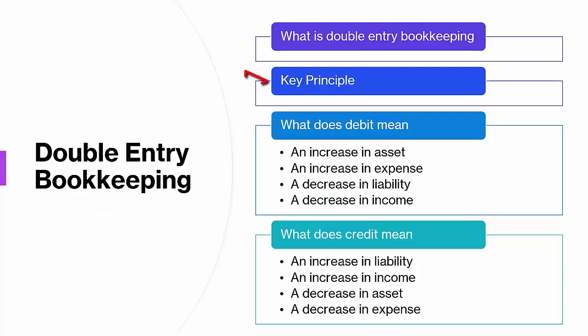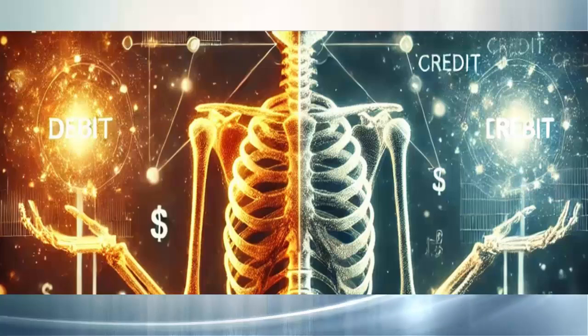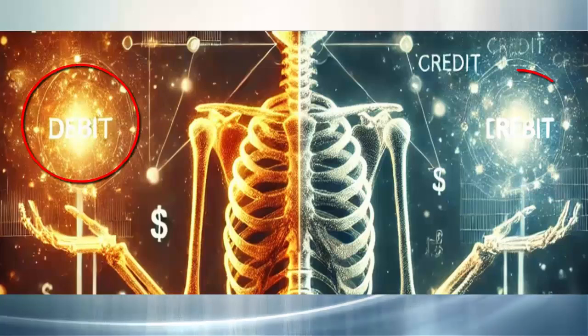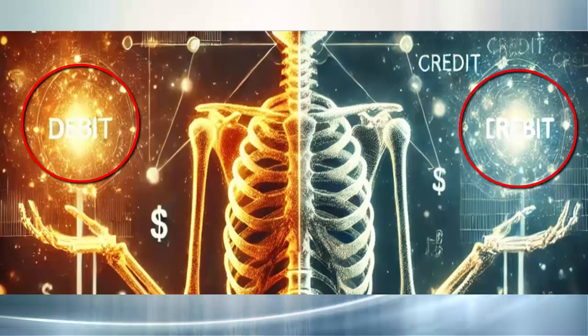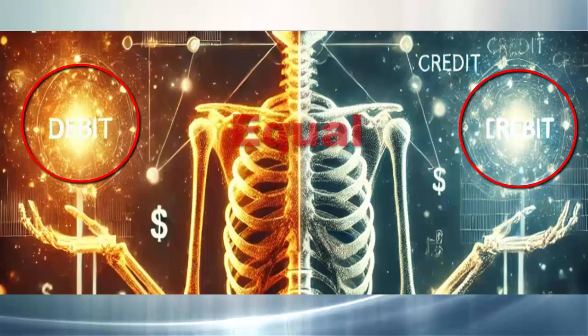Key principles of double entry bookkeeping. For every transaction, 1. You'll make at least one debit entry on the left-hand side. 2. You'll also make at least one credit entry on the right-hand side. 3. The total debits and total credits for each transaction will always be equal.